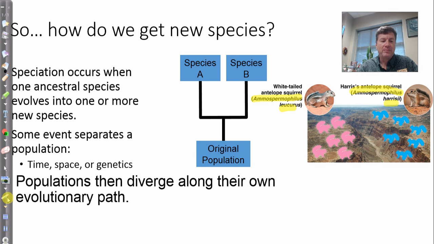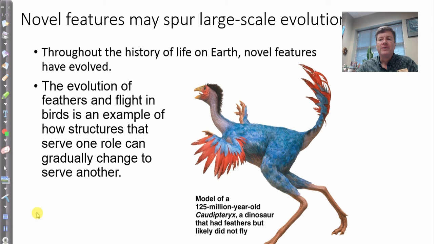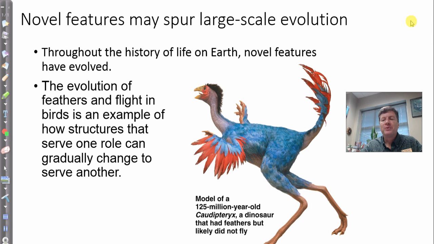Let me clean up. Here we go. So as I mentioned before, those small changes, the microevolution, may not result in the big changes we associate with macroevolution. It might be a part of it. But we have seen throughout the history of life on Earth that many novel features have evolved. And these are very interesting to biologists because they may have been those big pushes that caused big changes in populations, causing essentially macroevolution.